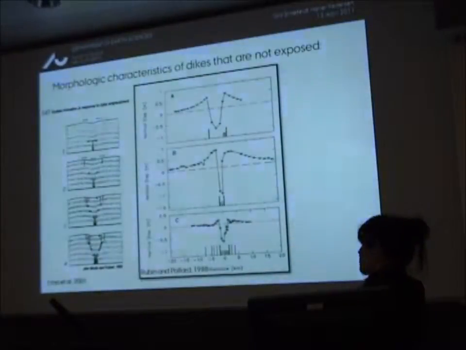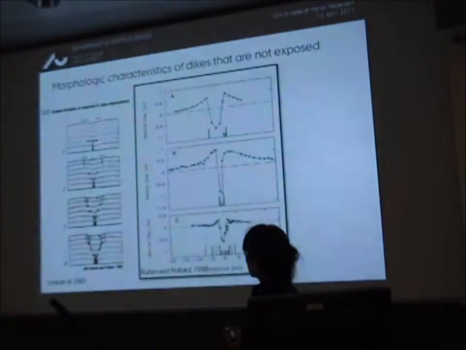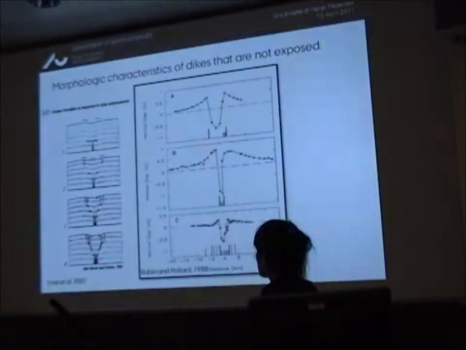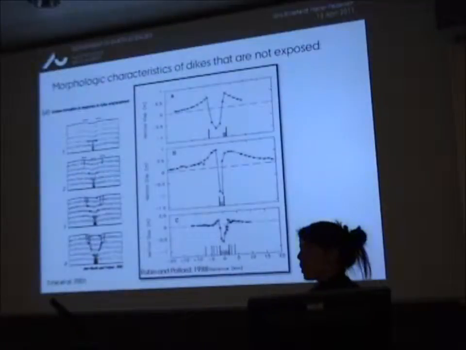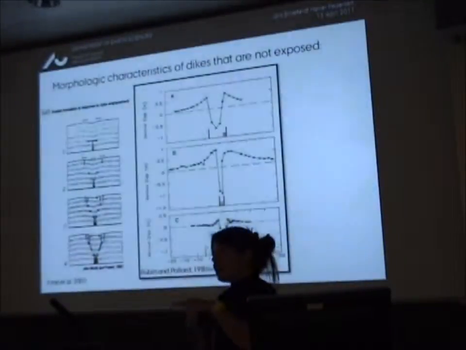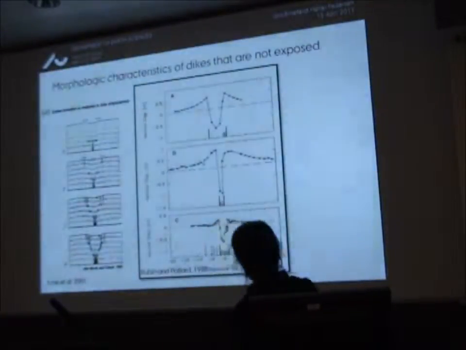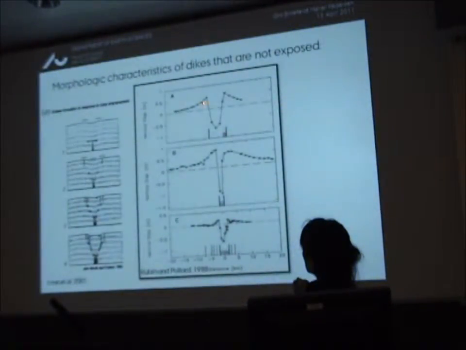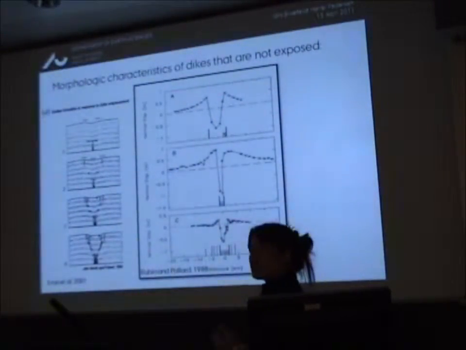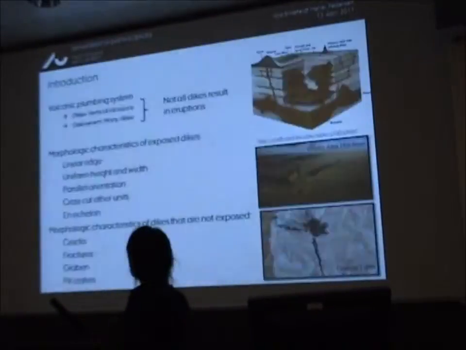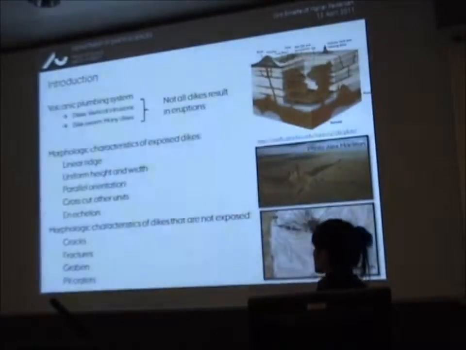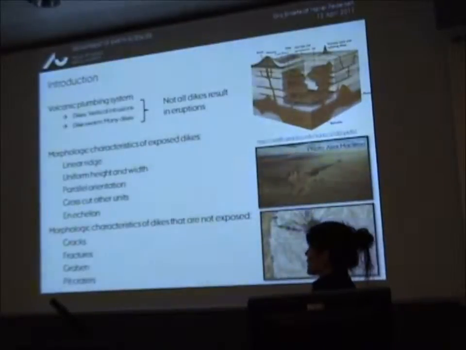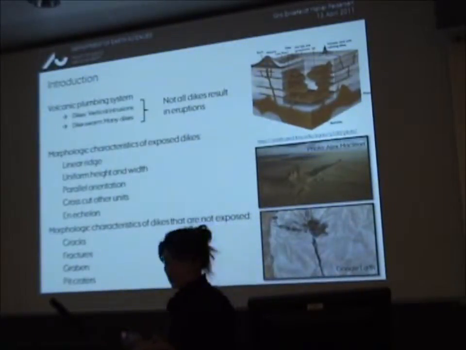Moreover, Rubin and Pollard have monitored this with their geodetic data. Here is from Iceland, and this is from afar. And what it shows is the changes of the elevation after a dike intrusion. And what you see here is that you have the dike intrusion down here, and just around the dike intrusion you have an uplift, and immediately over the dike you get an extension and a fracture. So basically, dikes that are not exposed can also have these indicative morphologies.